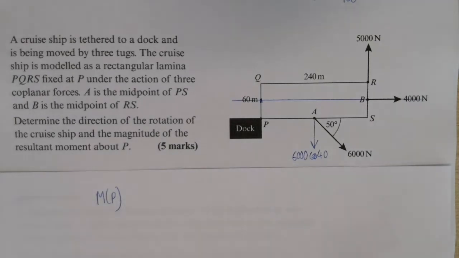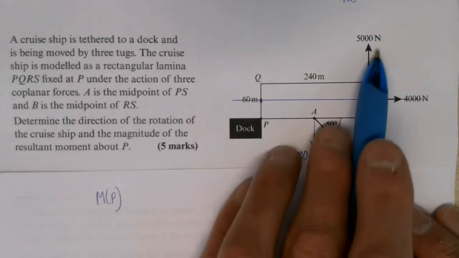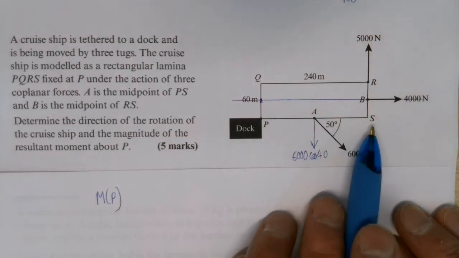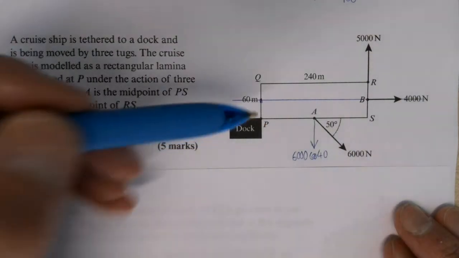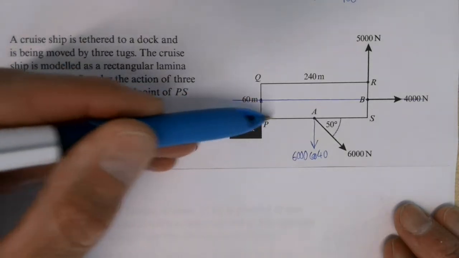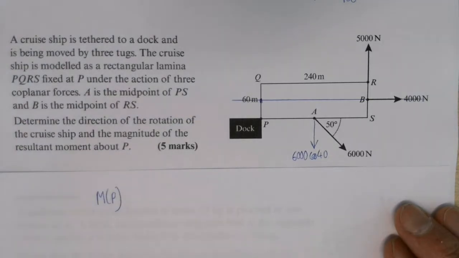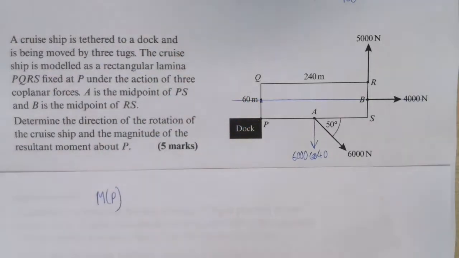So I've got this force and this force, which are acting perpendicular to this line. And then I've got this force, which is acting parallel to that line. And I can work out the moments by working out force times that distance. Just see if you can work out which wins, clockwise or anti-clockwise. Pause and have a go.